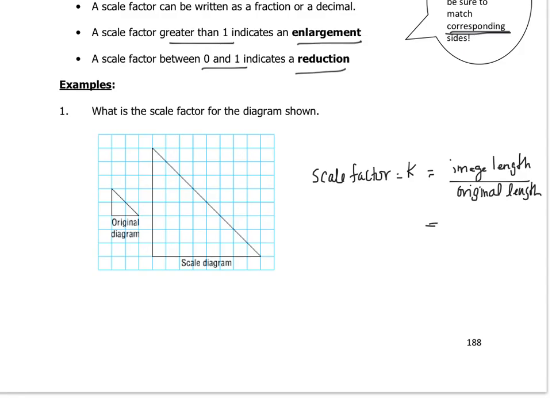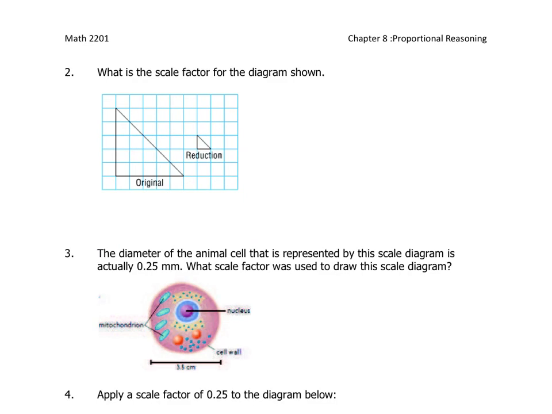What we have to do is match up two corresponding sides. So I'm going to match this one with this one. If we count 1, 2, 3, 4, 5, 6, 7, 8, the image has 8 units, and the original has only 2 units, giving us a scale factor of 4. And that matches what we thought, because we were expecting a number bigger than 1 since it's an enlargement.